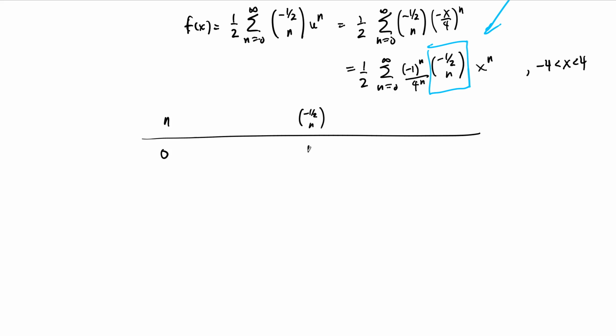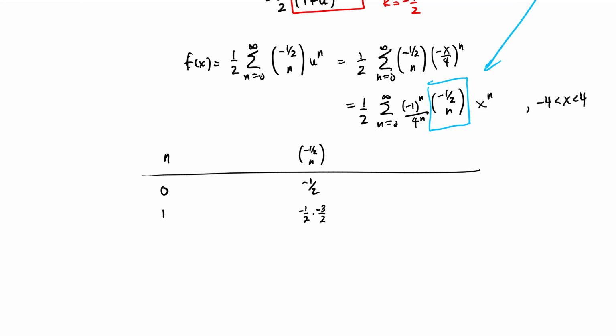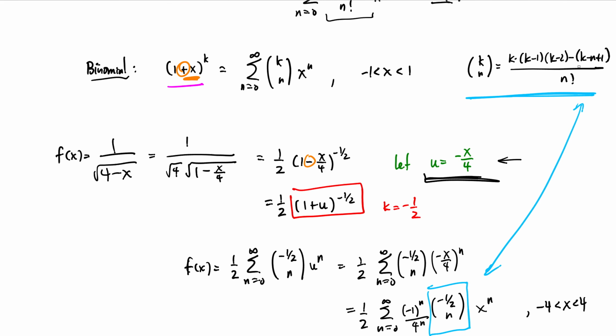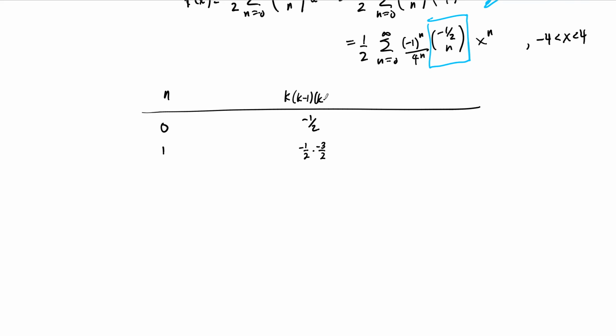When n is 0, this is just 1, and by the way, k is negative a half. When n is 1, we get negative 1/2. When n is 2, we get negative 1/2 times negative 3/2, subtracting 1 each time, divided by, by the way, n factorial. Let's not forget about the n factorial. This n factorial is part of it, but what I really want to do here is make a formula for the numerator, which is k times k minus 1, k minus 2, all the way down to k minus n plus 1. So let's see if we can make a formula for this.